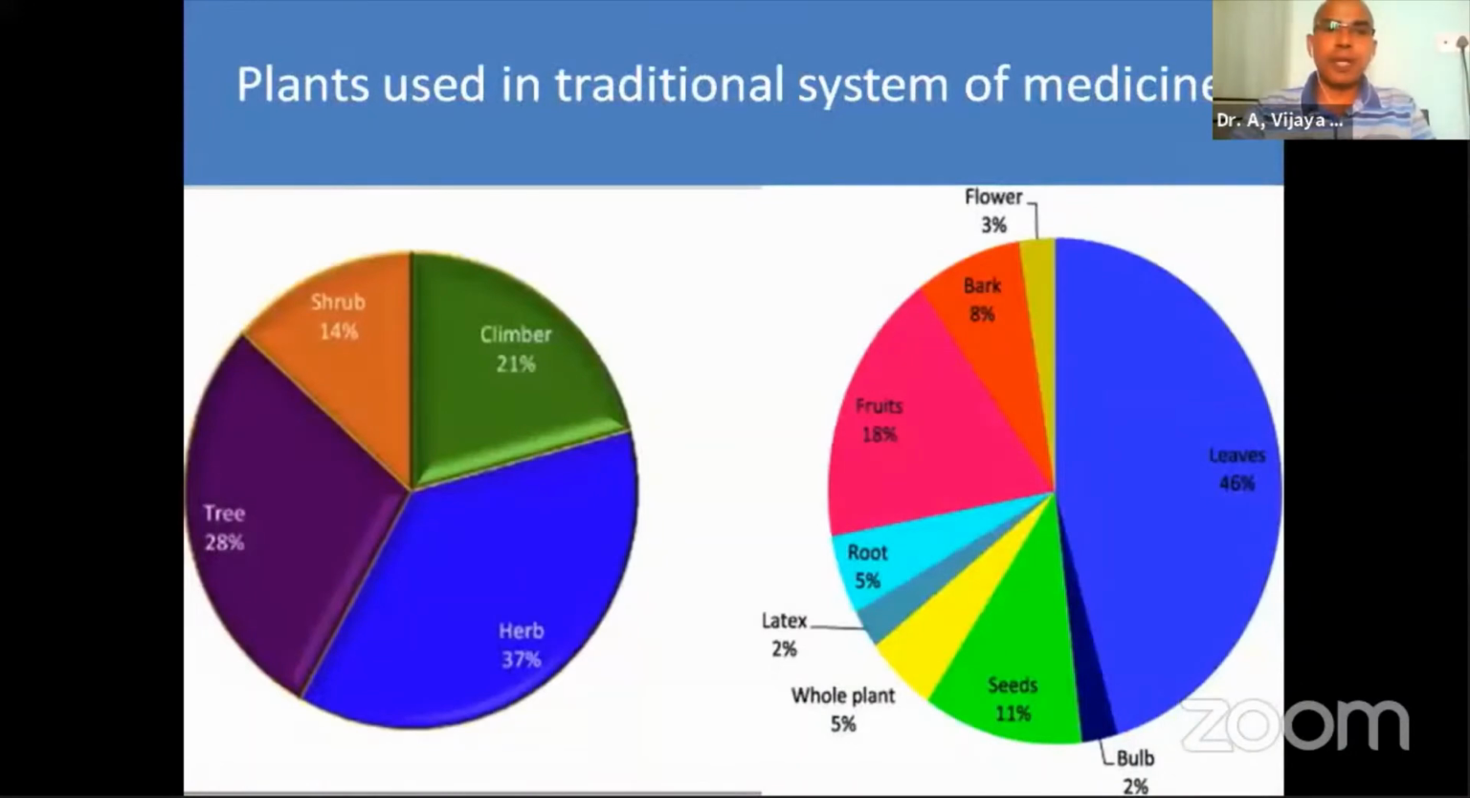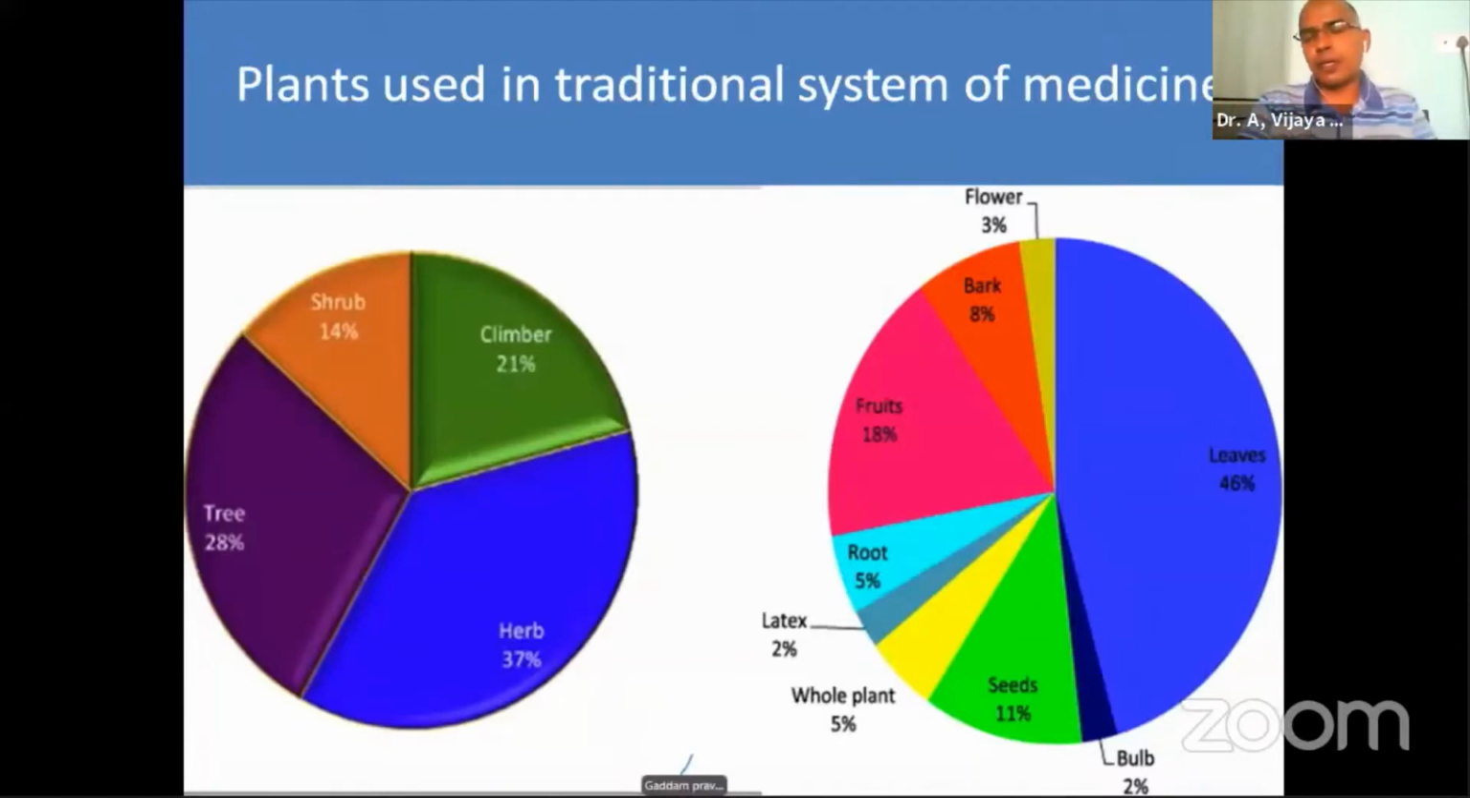And the plants are used in traditional systems of medicine, particularly the ancient systems of medicine: Ayurveda, Unani, Siddha, and homeopathy. Majorly, the drug source is plants. Here is the contribution: shrubs 14%, climbers 21%, trees 28%, and 37% comes from herbs.